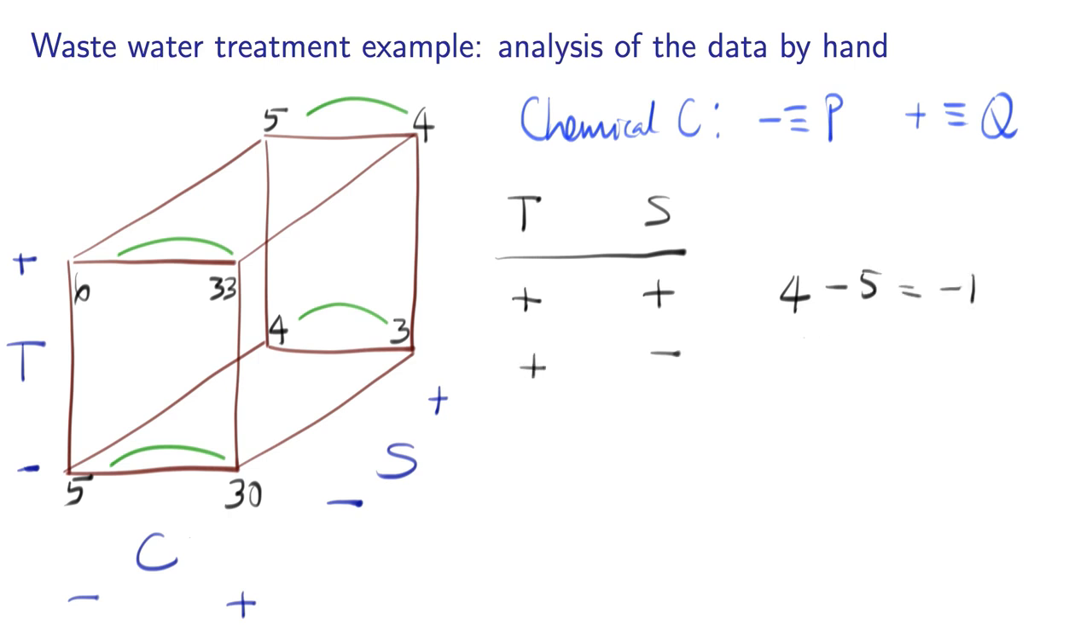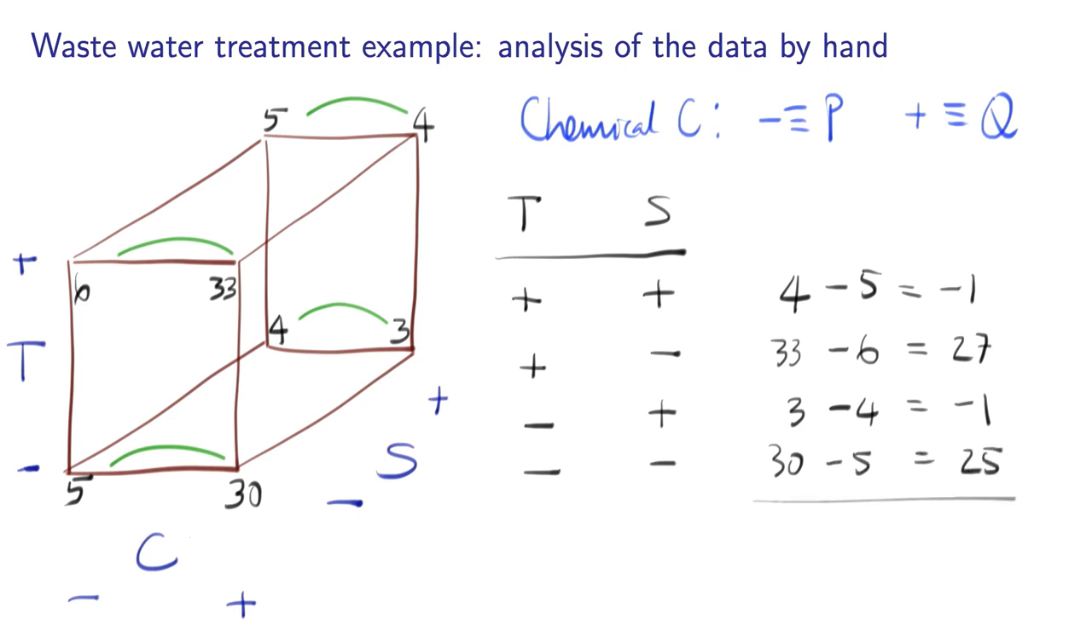At high temperature and low speed, that's 33 minus 6. At T minus and high speed, in other words, S plus, it is 3 minus 4. And finally, at low temperature and low speed, it's 30 minus 5. So four estimates of the effect of the chemical. And the average of these four is equal to 50 divided by 4, equal to 12 and a half.